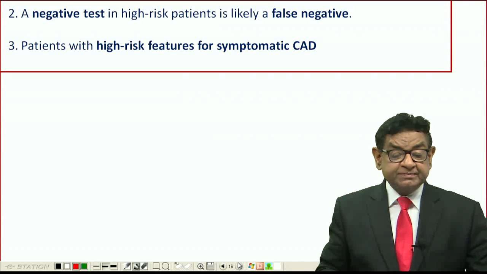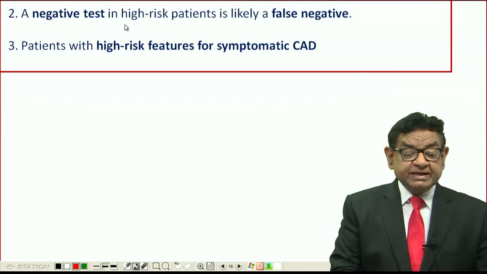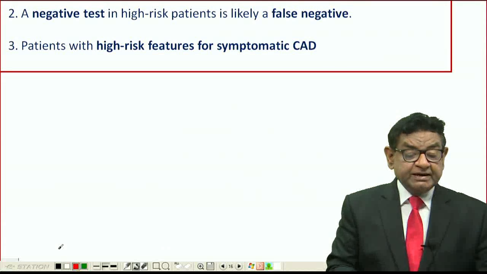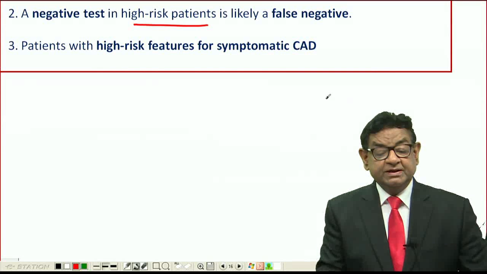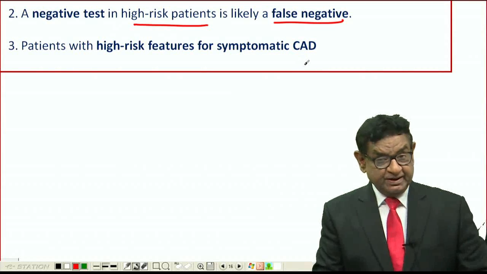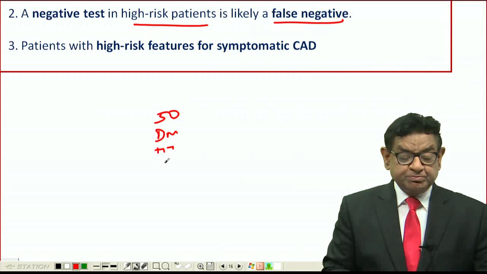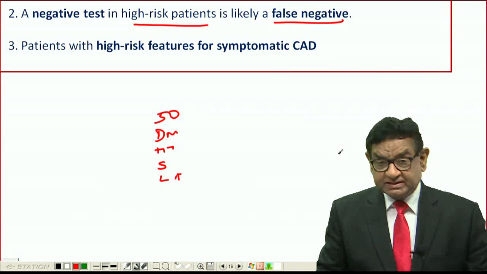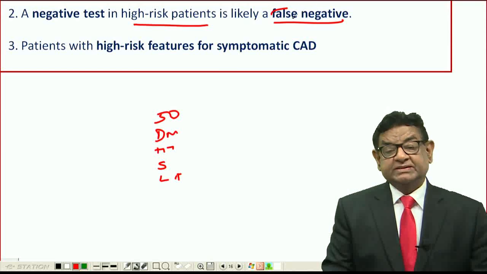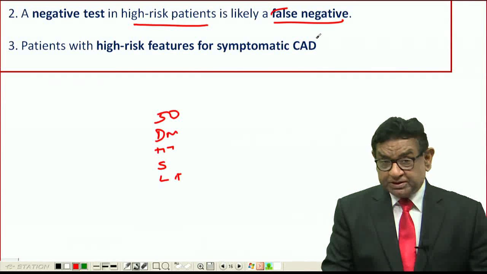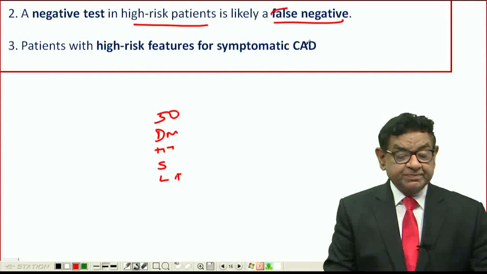And at the other end, a negative test in a high risk patient may be a false negative. What I mean to say, I got one patient of 50 years who is diabetic, who is hypertensive, he smokes, and his lipids are increased, but his stress test is negative, so it may be a false negative. So that's the importance of pre-test probability.